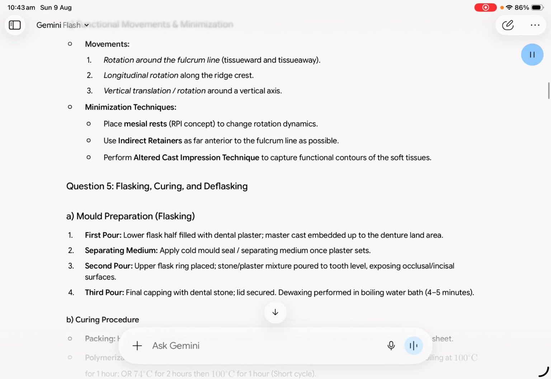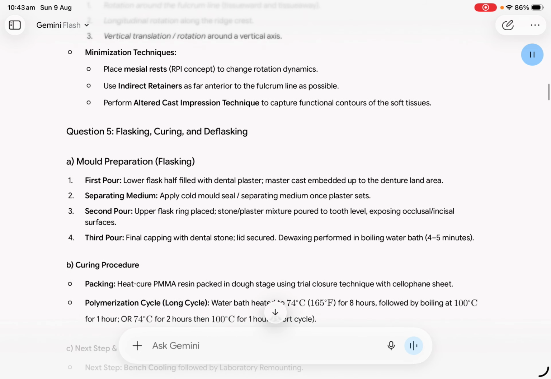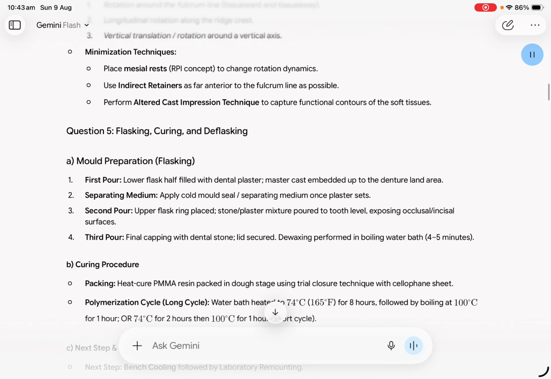Flasking, curing, and deflasking. A. Mold preparation, flasking. 1. First pour, lower flask half filled with dental plaster. Master cast embedded up to the denture land area. 2. Separating medium. Apply cold mold seal/separating medium once plaster sets.